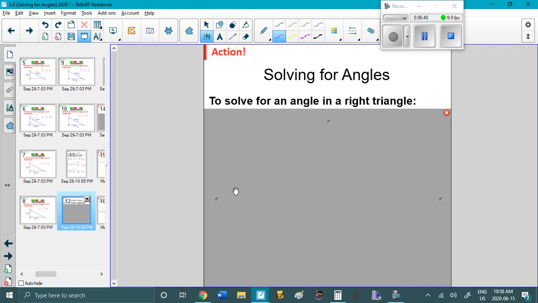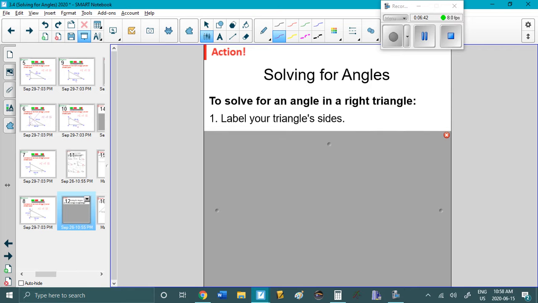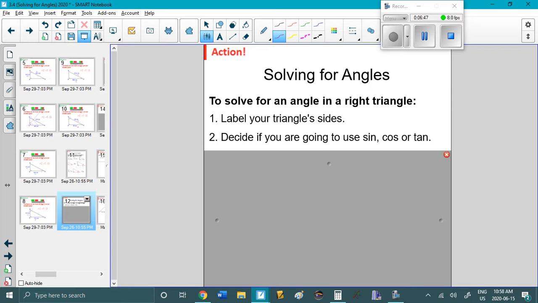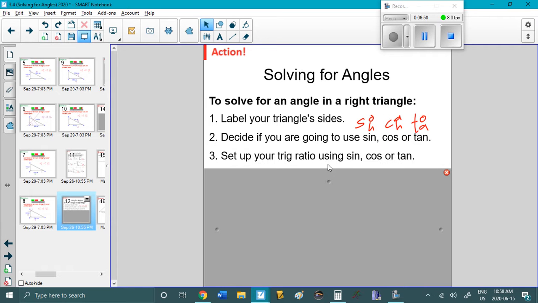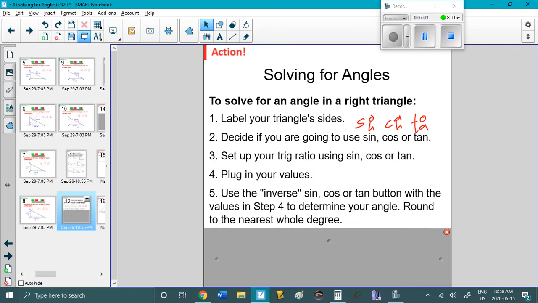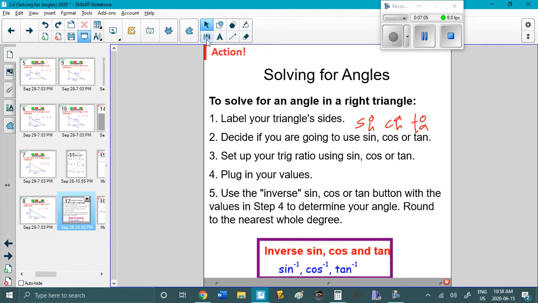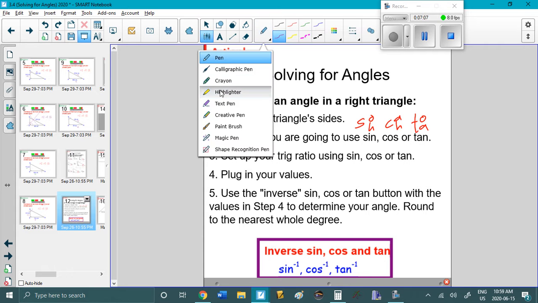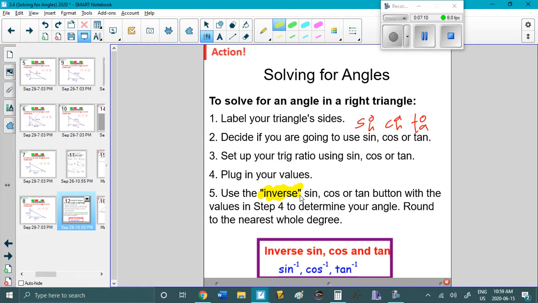All right, so here's your note. To solve for an angle in a right triangle, 1, label the sides. 2, decide if you're going to use sine, cos, or tan using SOHCAHTOA. This is the most important step, because if you get this one wrong, then everything will be wrong. Step 3, set up the ratio. So set up sine, cos, or tan. Plug in your values. And here's the hard part. Here's the new part. It says use the inverse button to solve for the angle.